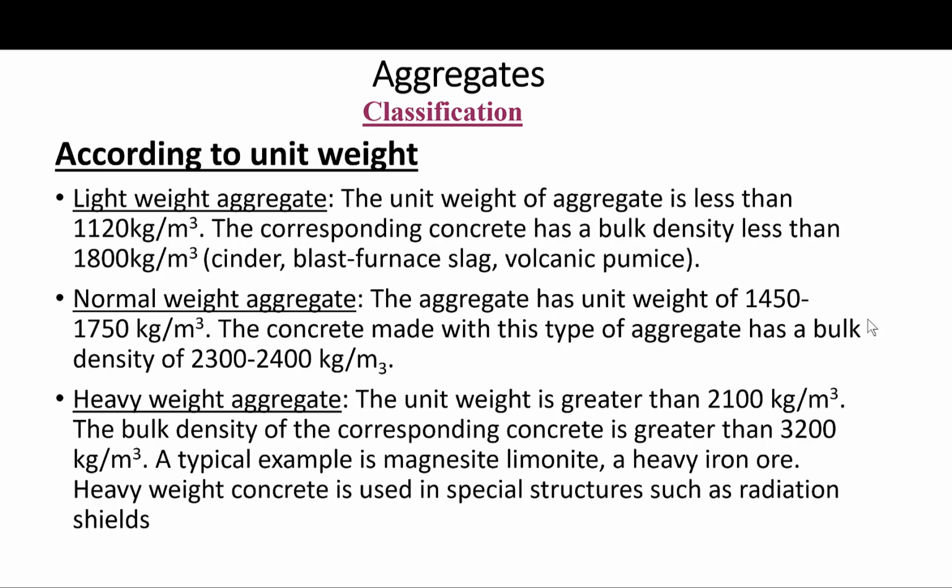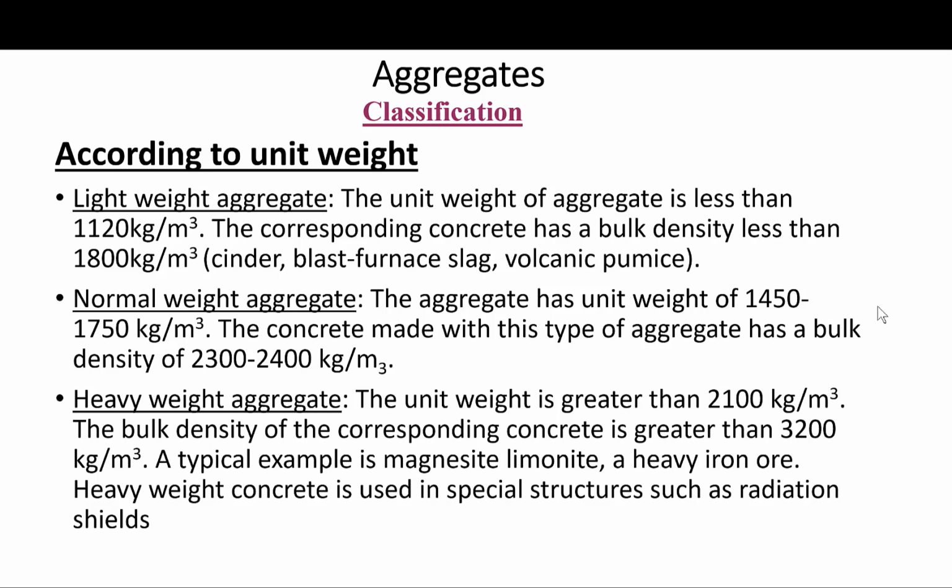We have the normal weight aggregate, which has a unit weight of 1,450 to 1,750 kilograms per cubic meter. The concrete made with this type of aggregate has a bulk density of 2,300 to 2,400 kilograms per cubic meter. Like I said, 90% of the concrete produced is normal weight concrete.